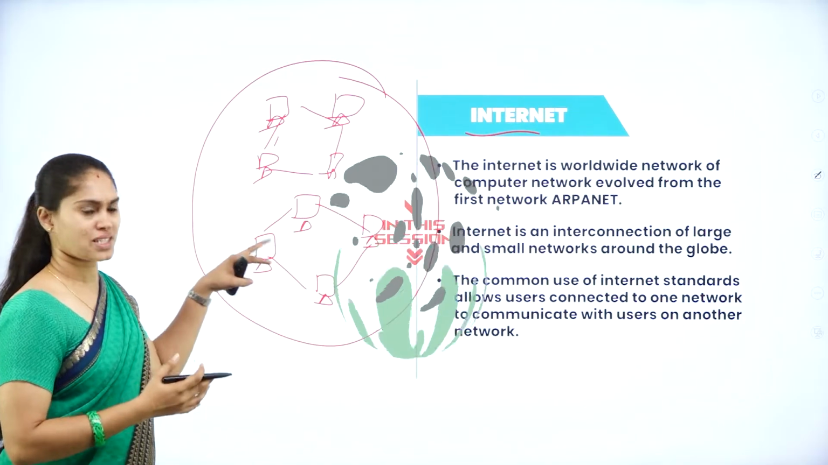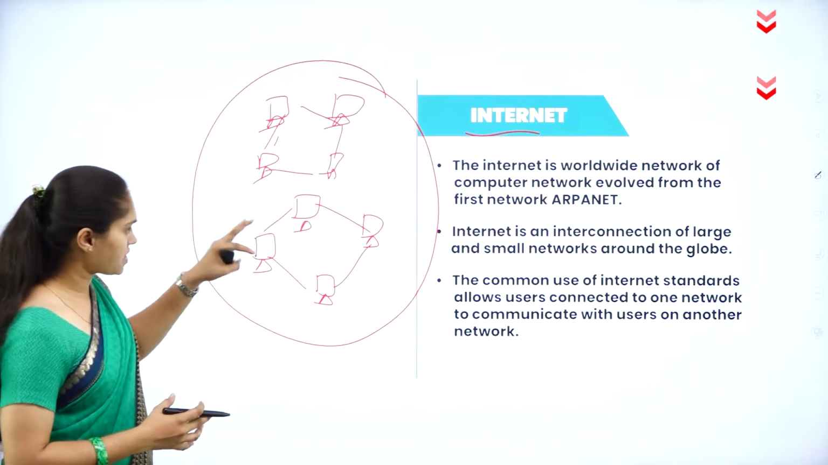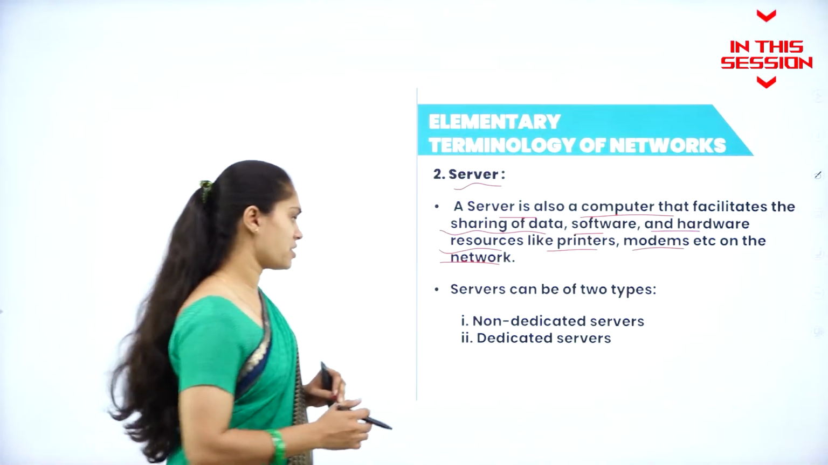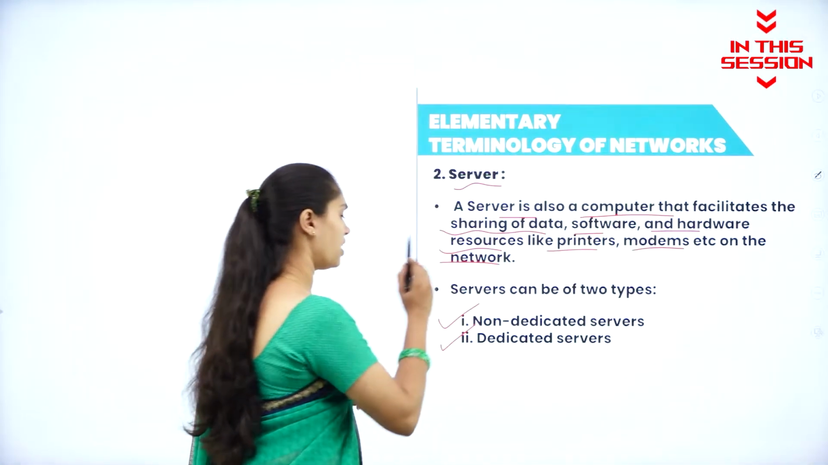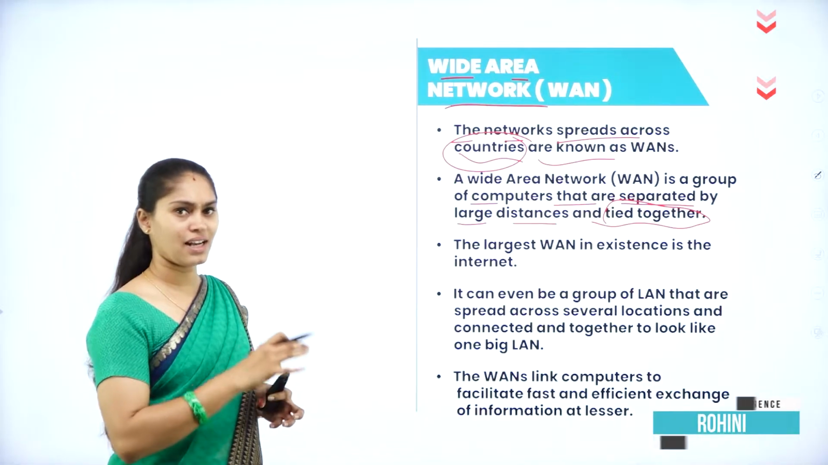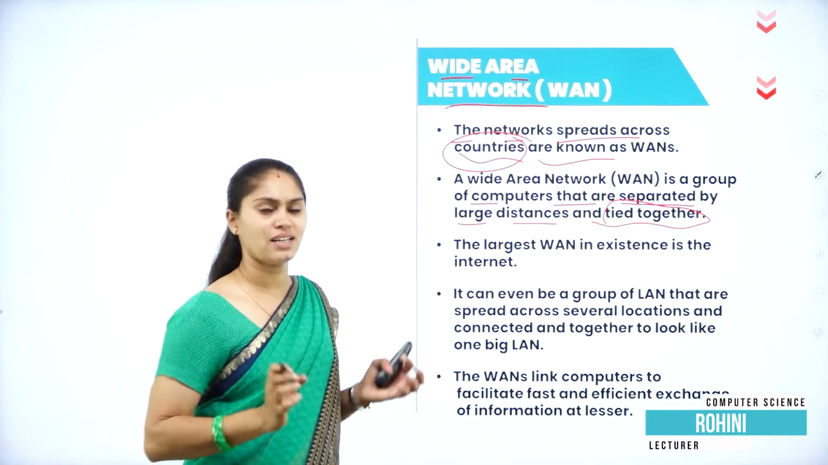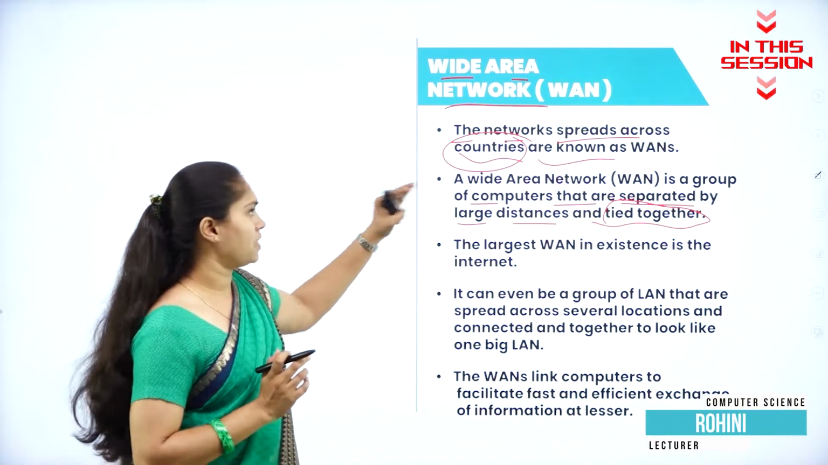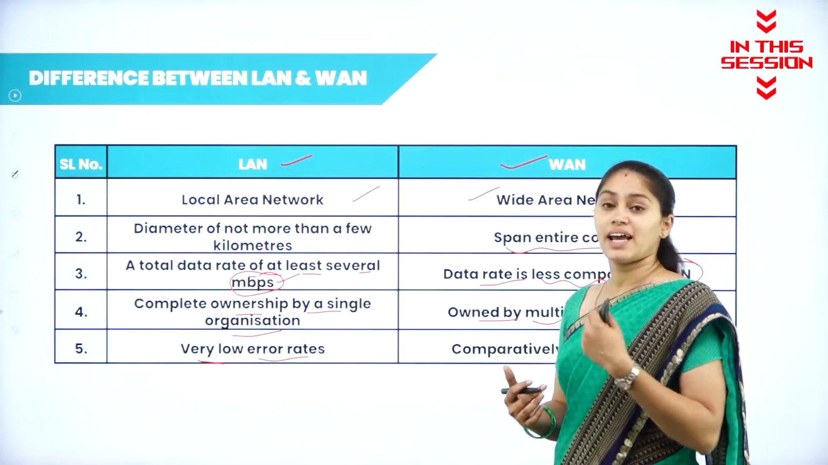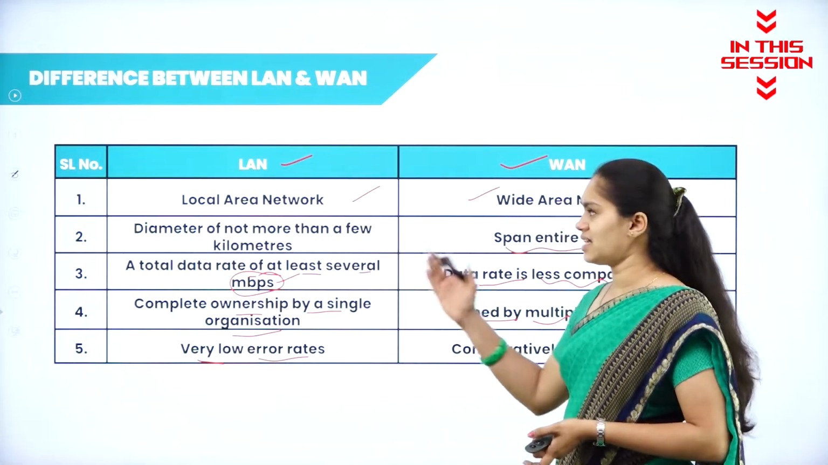Interconnection of autonomous computers is a network. If it is a network of networks, then that is the internet. We have two kinds of servers: one is a non-dedicated server and another one is a dedicated server. It is based on a particular distance, but all these are tied together in order to make a WAN, or a wide area network. When it comes to the WAN, the error rate will be more than this LAN.